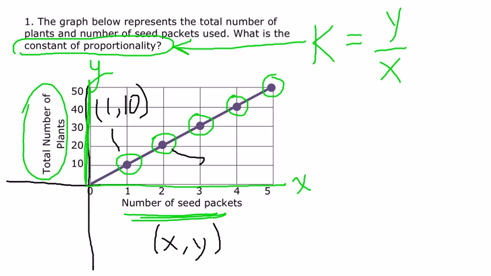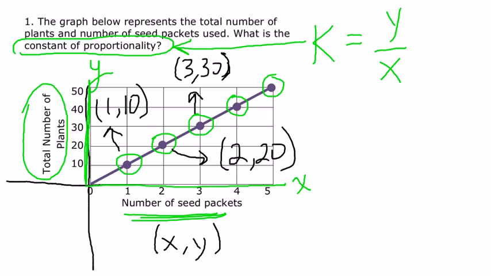If I want to look at my second dot, we slide over 2. How much do we go up? We go up 20. Our third dot, we go over 3. We go up 30. Not the best looking 30 in the world, but we'll manage.